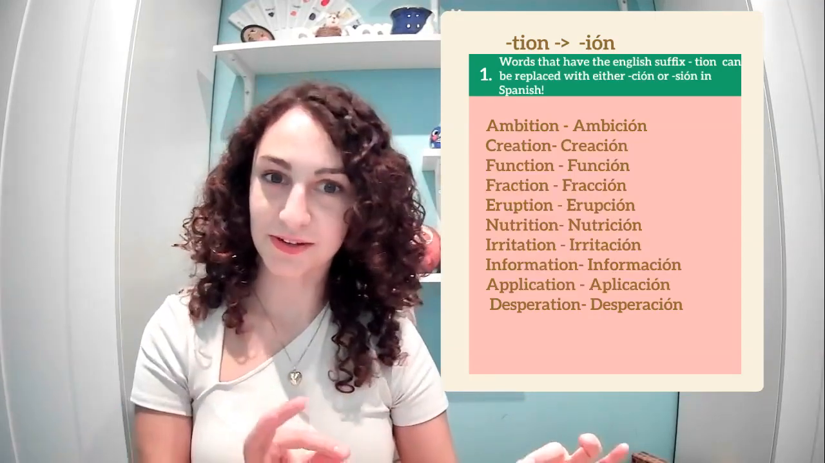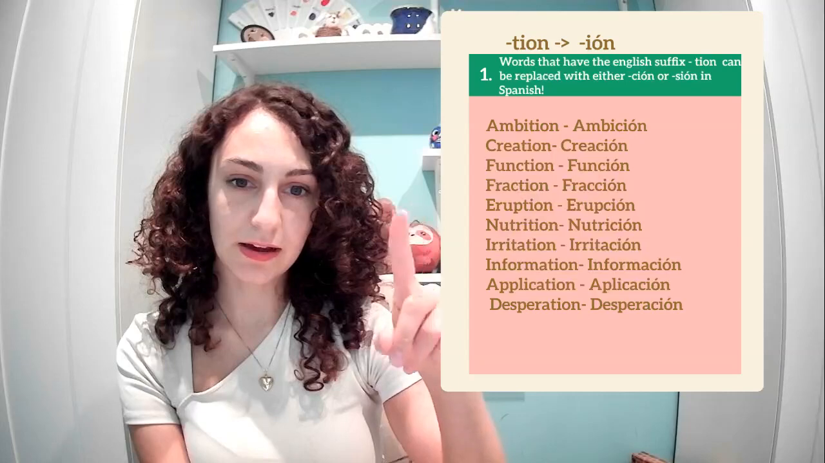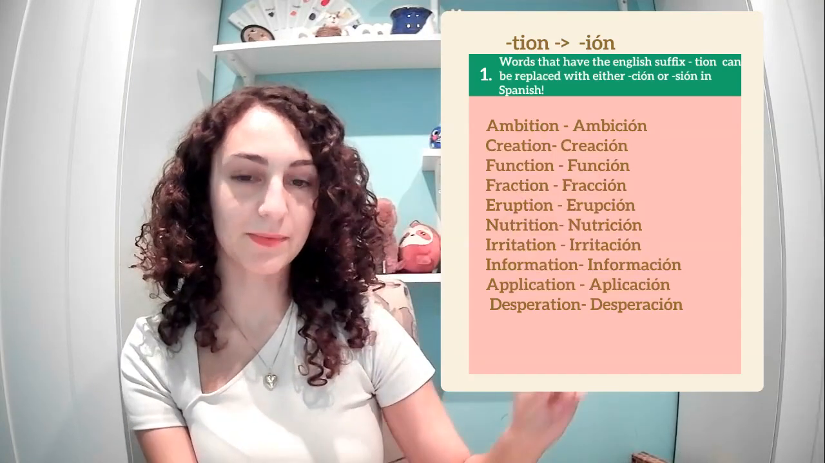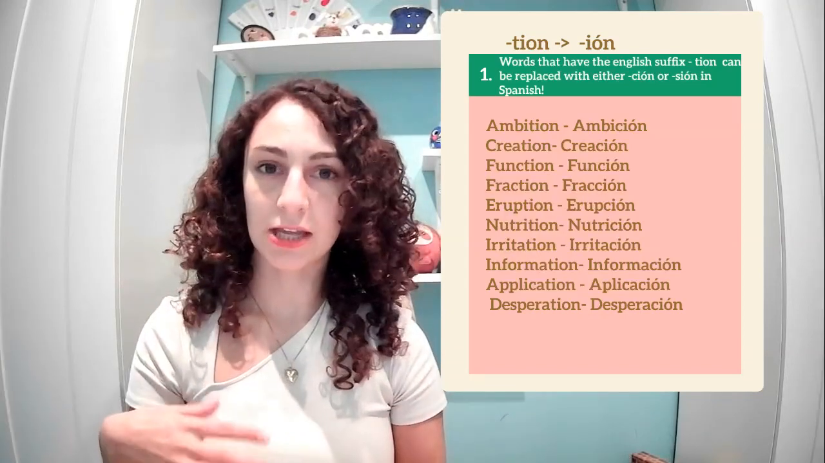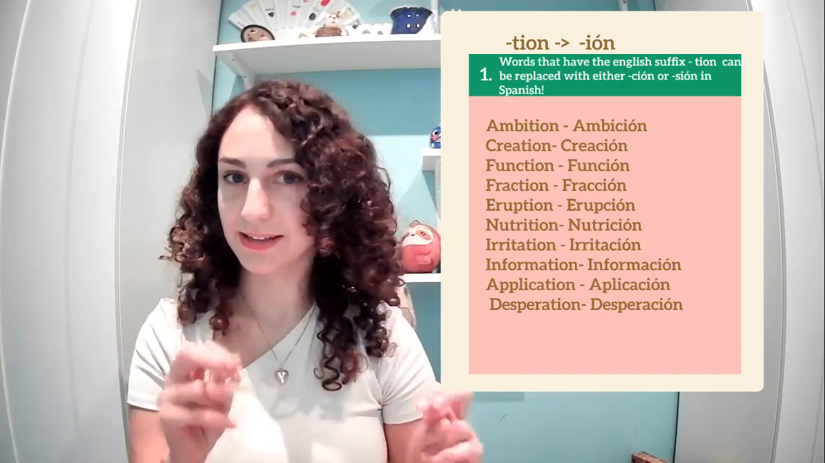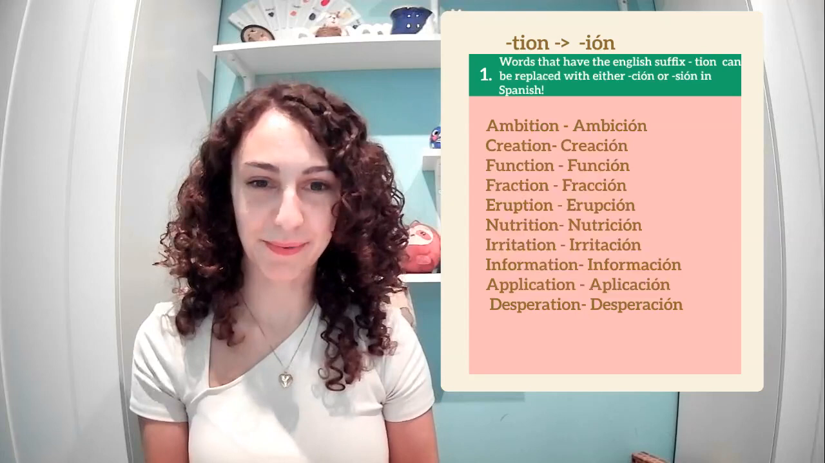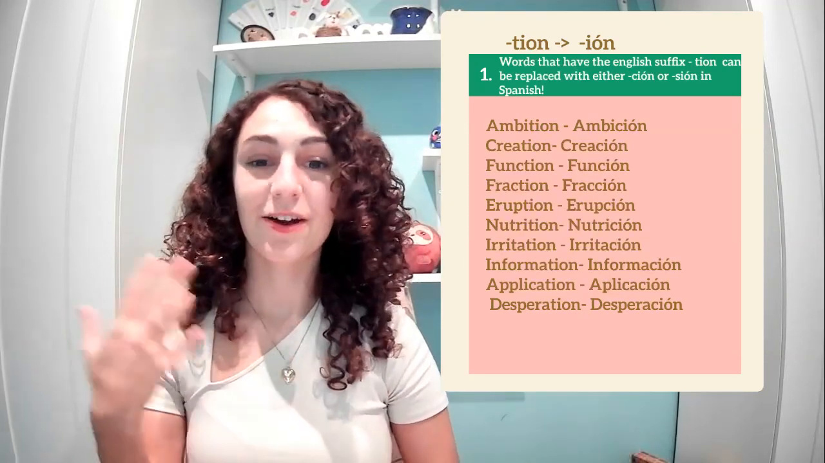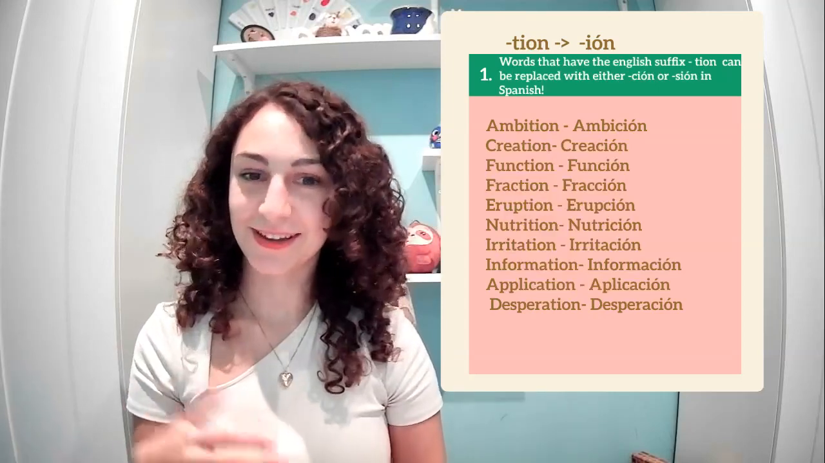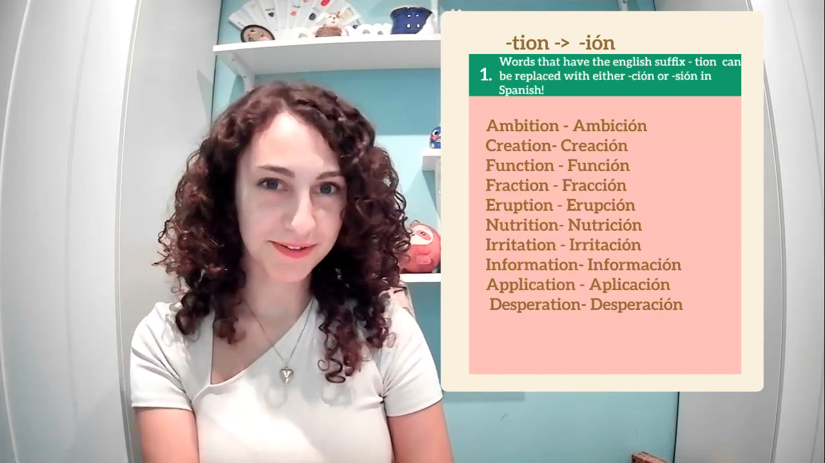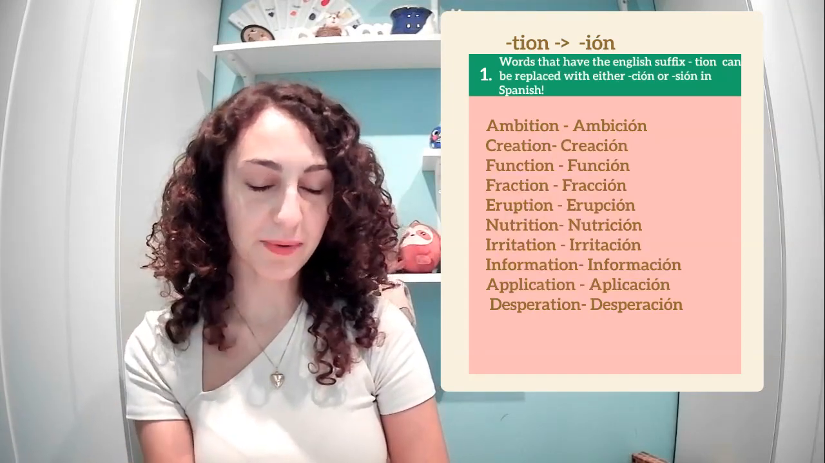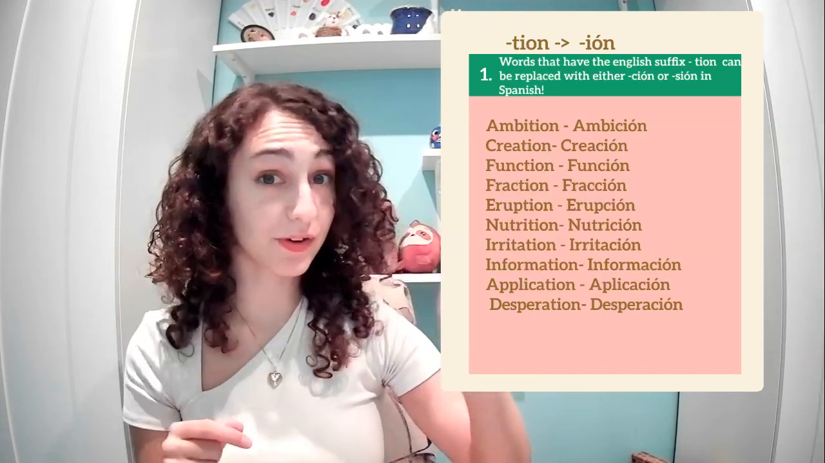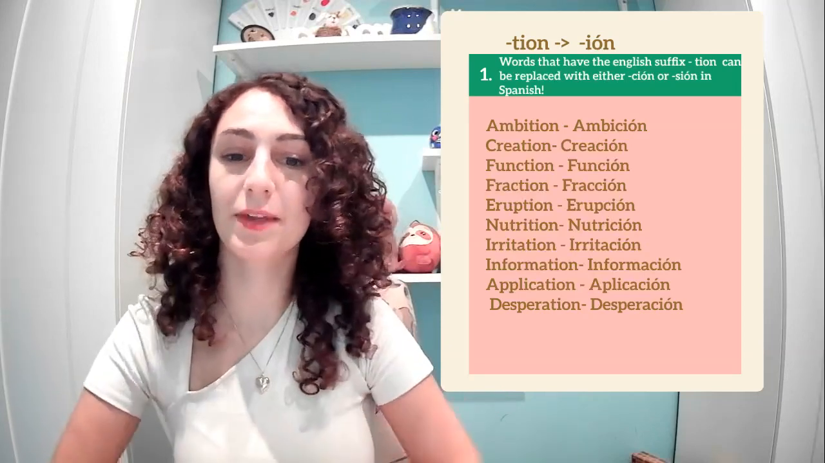Creation, creación. So you see, I'm just taking off the tion and I'm putting in a cion. So the spelling would change, but if you just pronounce it in a Spanish accent, most of the time it will work. Okay, so function, función. Fraction, fracción. Eruption, erupción. So you see, I'm taking the tion and I'm just switching it to a cion. And don't forget the accent on the O if you're writing, okay?